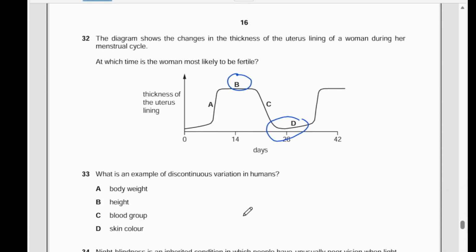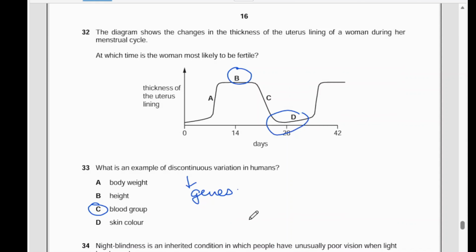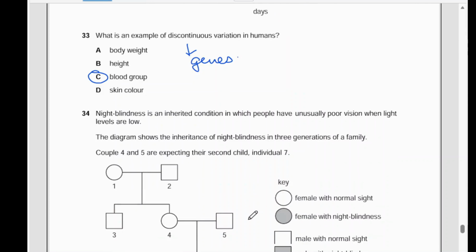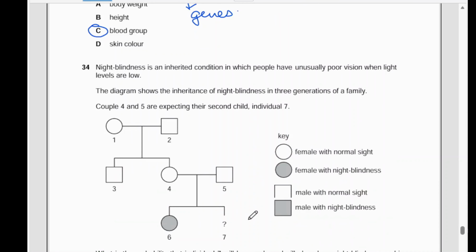Okay, what is an example of discontinuous variation? Okay, blood group. So discontinuous variation is only affected by genes or genetic variation, while the continuous one is affected by both genes and environment. So all the other three are affected by the environment. Okay, night blindness is inherited, in which people usually have poor night vision when light levels are low.